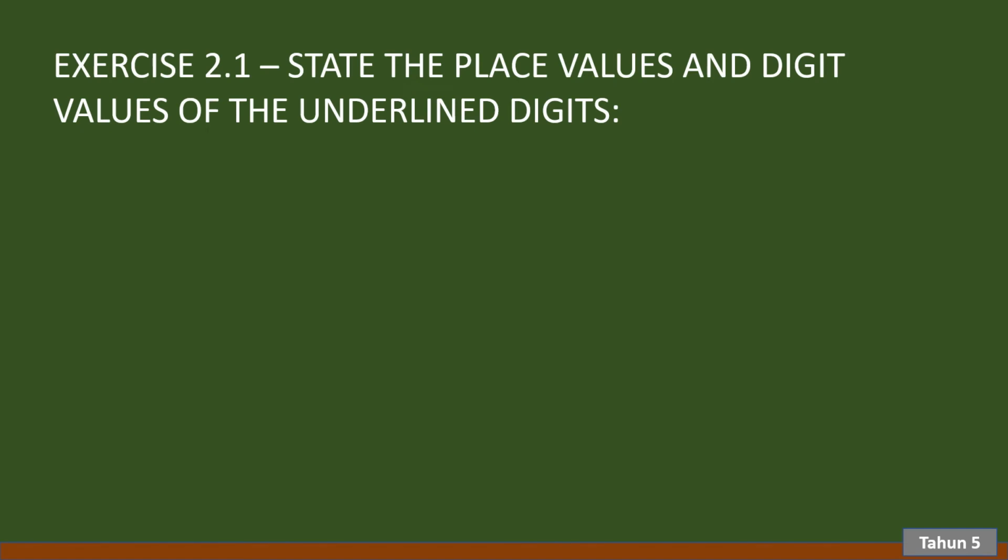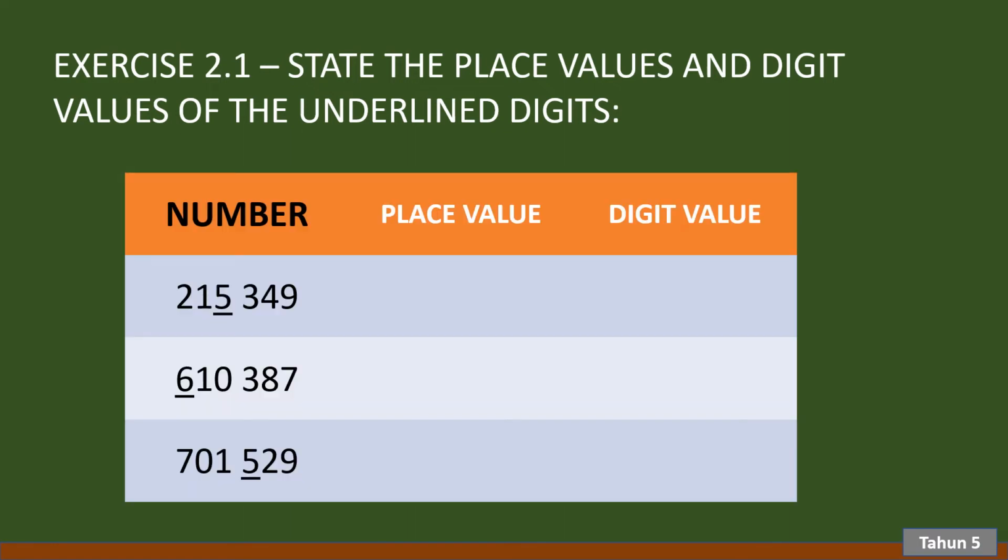Let us try exercise 2.1. State the place values and digit values of the underlined digits. The place value of digit 5 in a number 215,349 is thousands, and the digit value is 5,000.